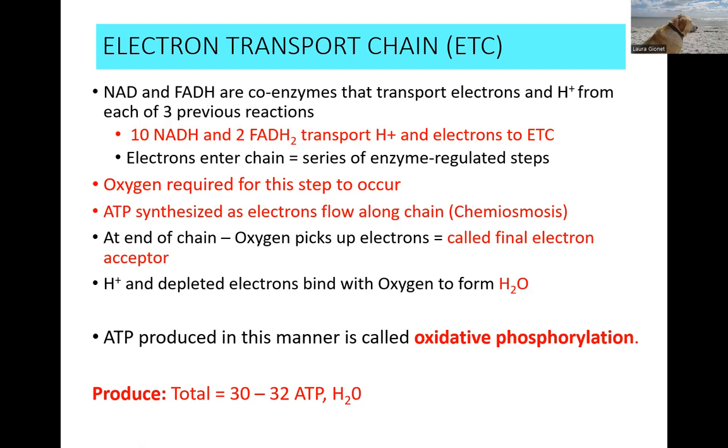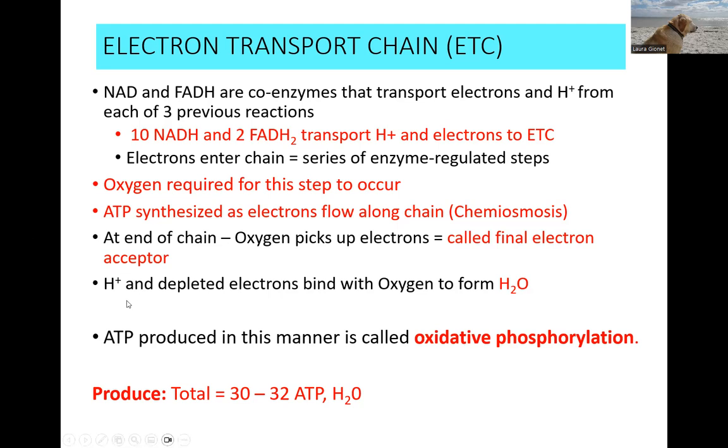electron transport chain. And these electrons enter the chain through a series of enzyme-regulated steps, and they're going to get shunted across this inner membrane of the mitochondria. Oxygen is required for this step as well. So this is another oxygen-dependent point of cellular respiration. ATP is synthesized as electrons flow along the chain through this, it's called chemiosmosis, and passes through this little turnstile, it looks like to me. And at the end of the chain, oxygen picks up the electrons. It's called the final electron acceptor.